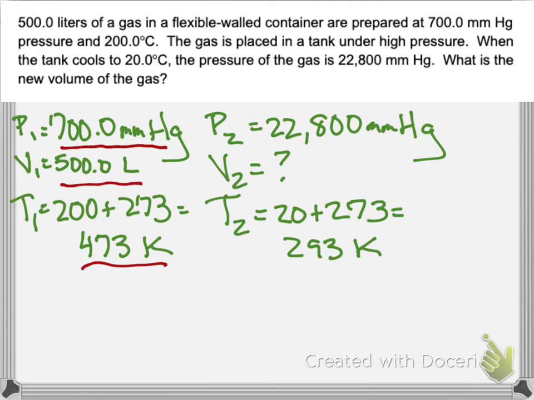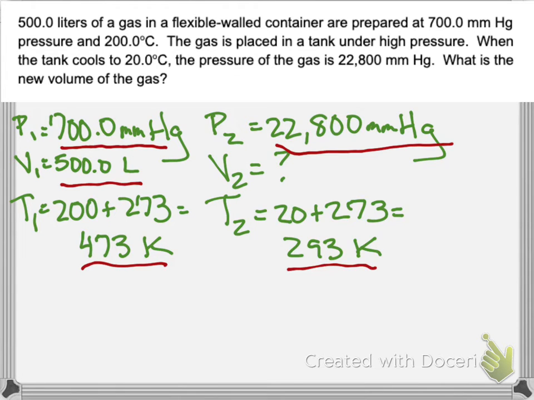Now P2, once we change the pressure, we're changing it to 22,800 millimeters of mercury. I know it's a big number. I actually had to convert it from the original problem, but that is, again, typical of the process that you would use to make a tank of pressurized gas. And we know that we're solving for the volume because it asks what is the new volume, so we don't know V2 yet. And we do know that T2 is 293 Kelvin, which is what we get when we add 20 plus 273.